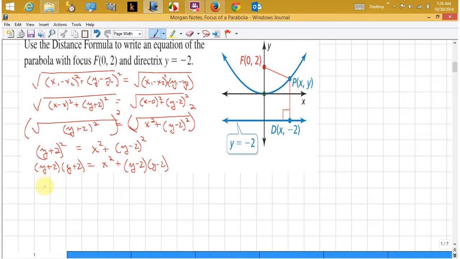Over here, if you work this out, you're going to have y squared plus 4x plus 4 is equal to x squared plus, now if I multiply this by FOIL or by the distributive property, I would have y squared minus 4y plus 4. Okay, let's continue on.